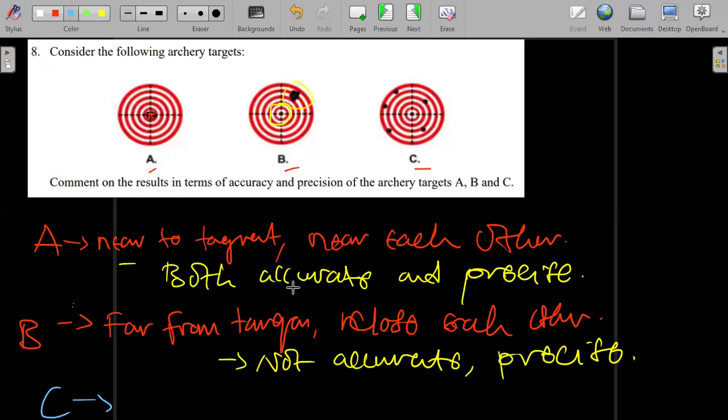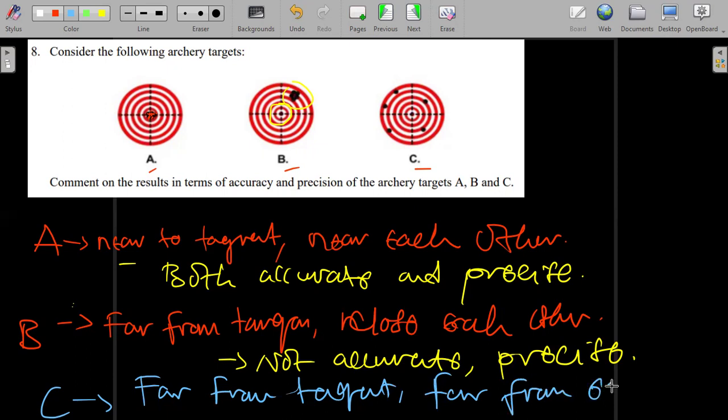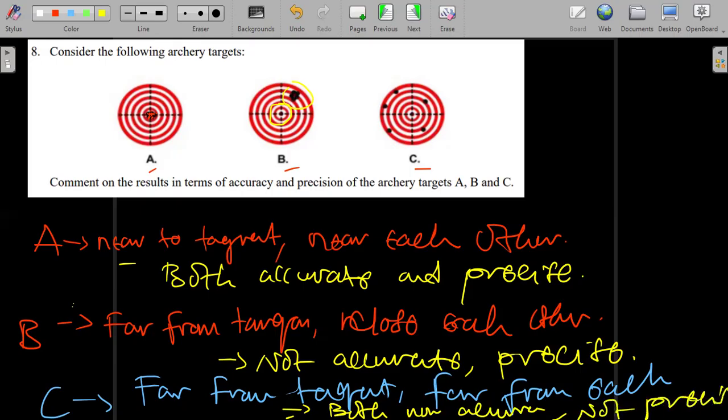And then we can look at C, which is the last one there. On C, we see that the dots are just scattered. They are far away from the center or the target. They are also far away from each other. So far from target and far from each other. If you have such a scenario, then you are going to conclude that the results there are both not accurate and not precise. All right, so any questions there before we look at question 9?